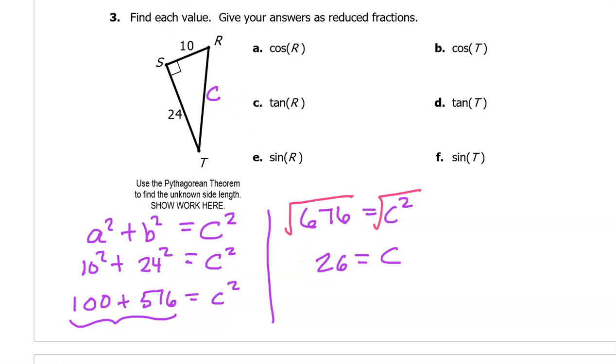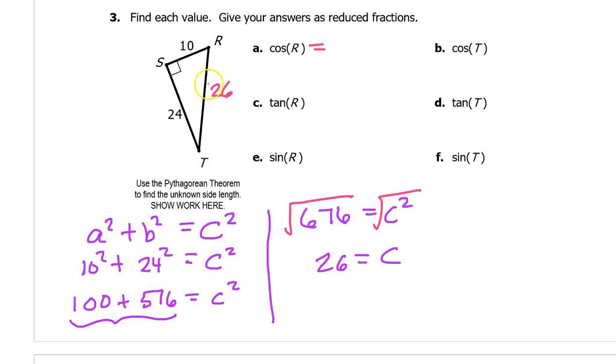So we found the missing side. So don't worry if you ever are given only 2 sides of the right triangle. You can easily find the third side using the Pythagorean theorem. Now we can go ahead and do what we were doing before. Let's do all of the problems involving angle R first.